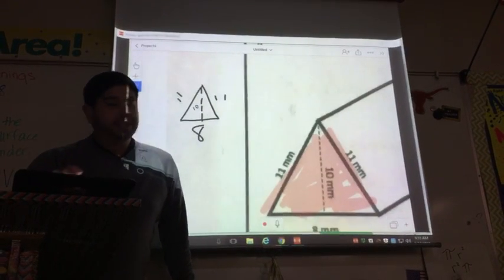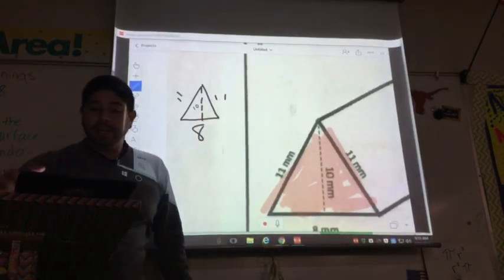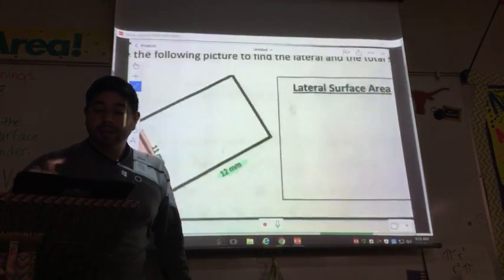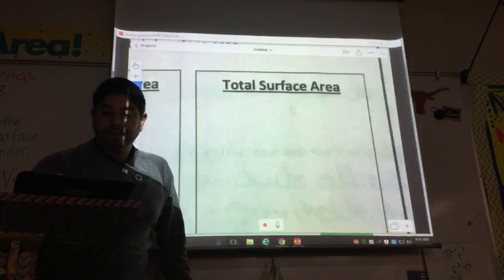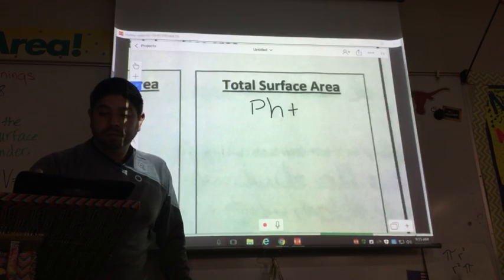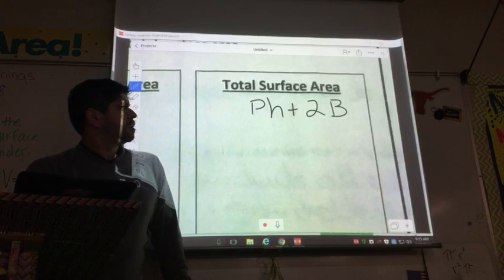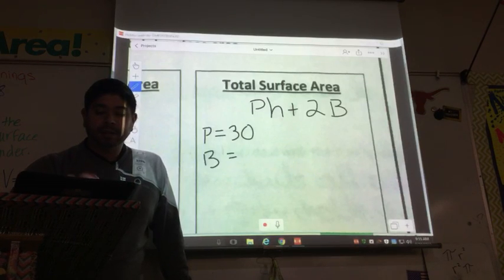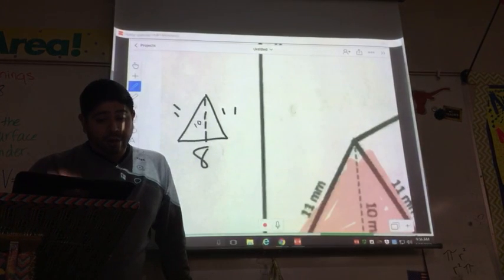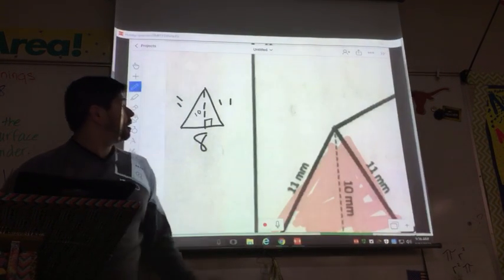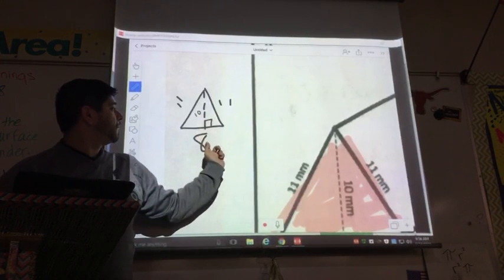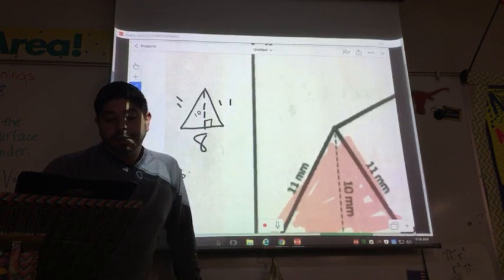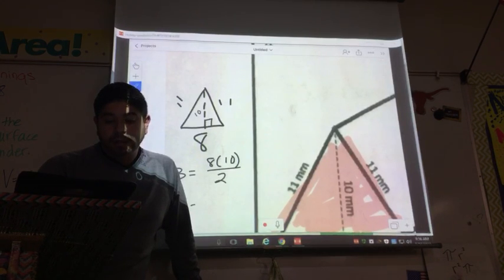So my perimeter, I just add up the sides. 11 plus 11 plus 8. Do I get 30? Yeah. Perimeter of the base is 30. Now area of the base. I'm going to multiply. You see where this right angle is? 8 times 10. This is the base, this is the height. So area of the base, 8 times 10 divided by 2. That's going to be 40.